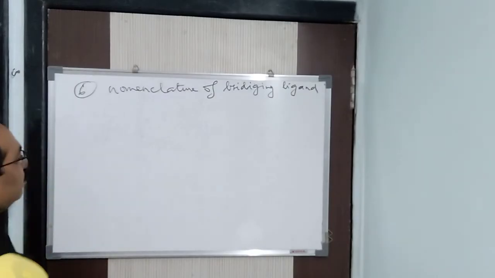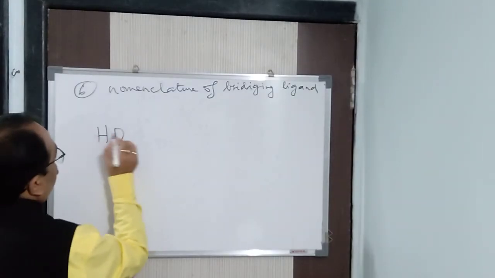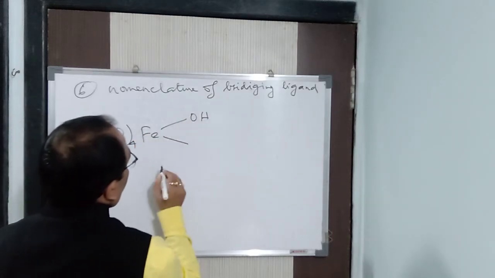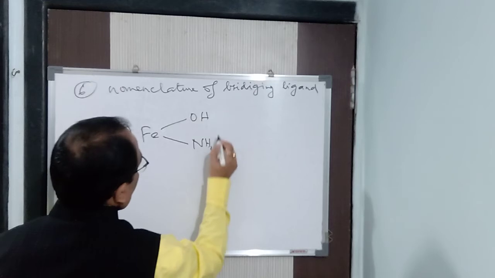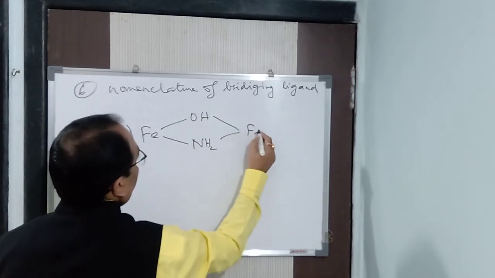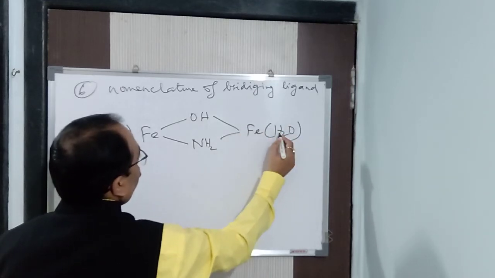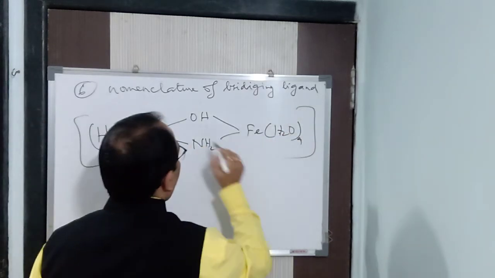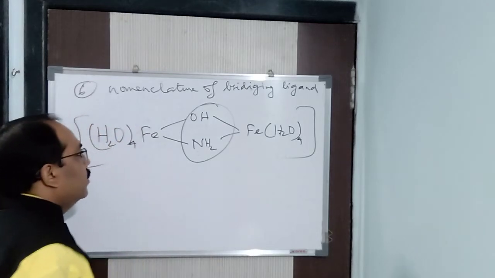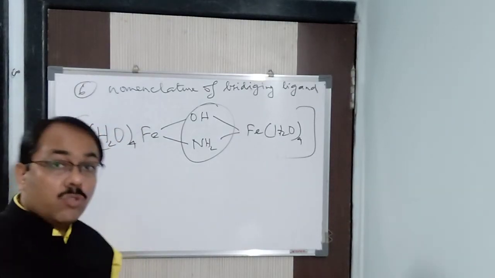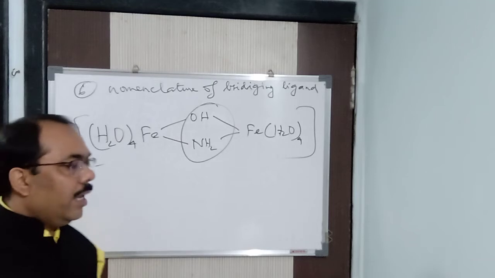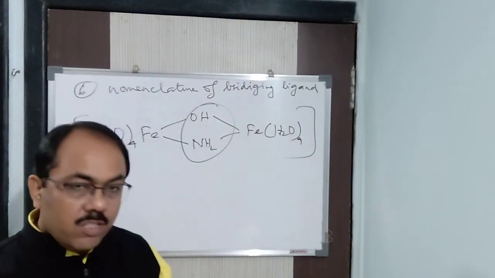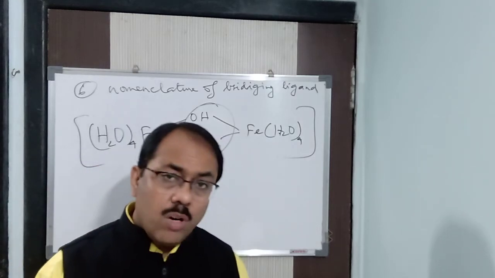Now, for example, you can take here H2O 4 Fe. Here it is OH, here it is NH2, again Fe H2O whole 4. Got it? So this is a bridging ligand. Hydroxy, that is hydroxo, it will become, and NH2 is amido. Clear? NH2 is nothing but amido. These two are bridging ligands.